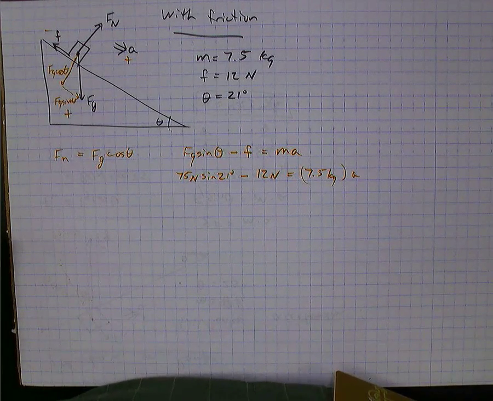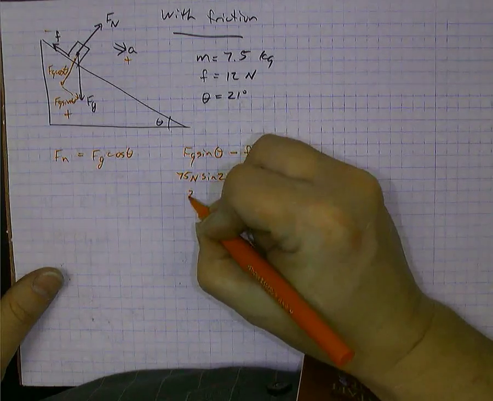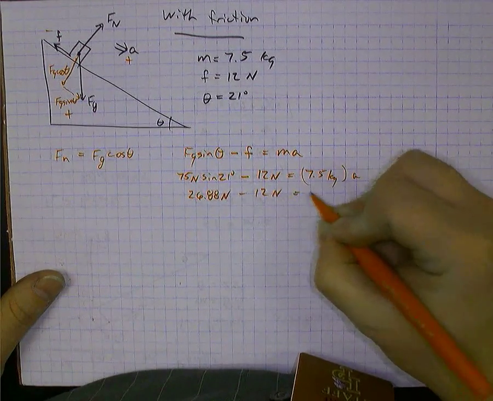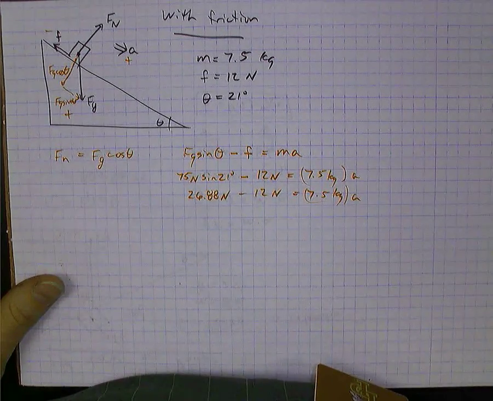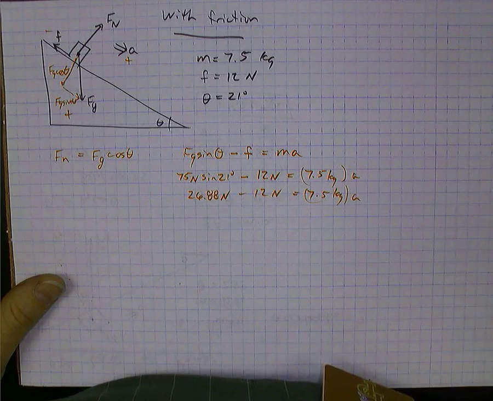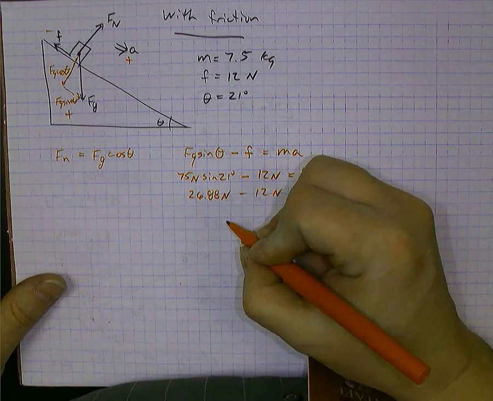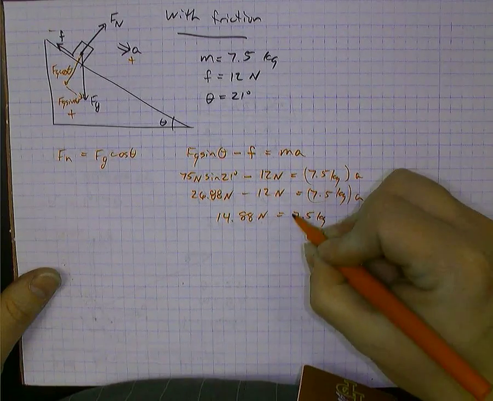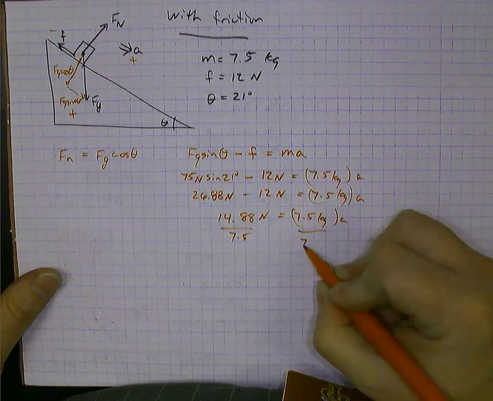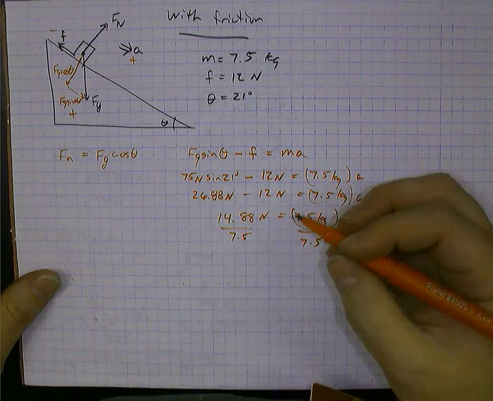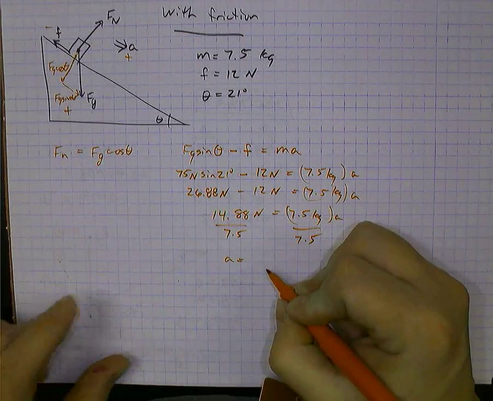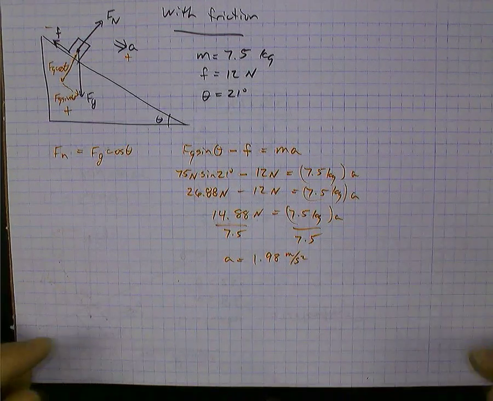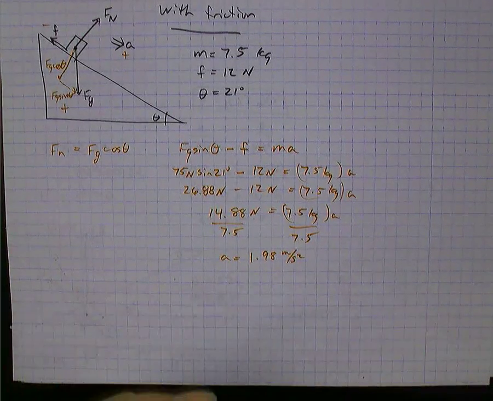So 75 sine 21 gives me 26.88 newtons minus 12 newtons. So subtracting here, I get 14.88 newtons, which has to equal 7.5 kilograms times acceleration. Divide by 7.5. And I get that the acceleration in this case, for this example, is 1.98 down the hill. So as the box slides down the hill, its acceleration is 1.98.